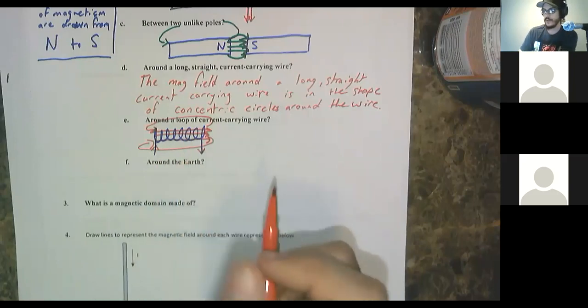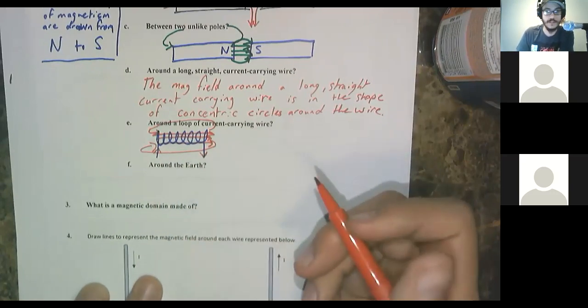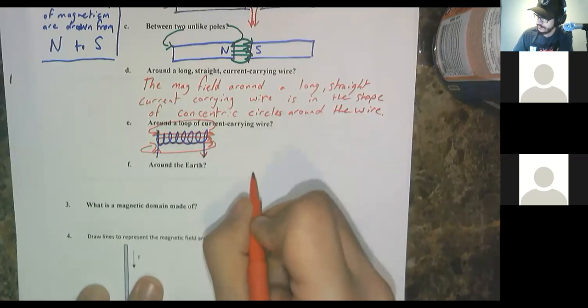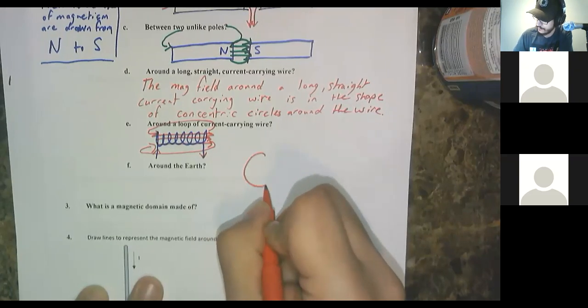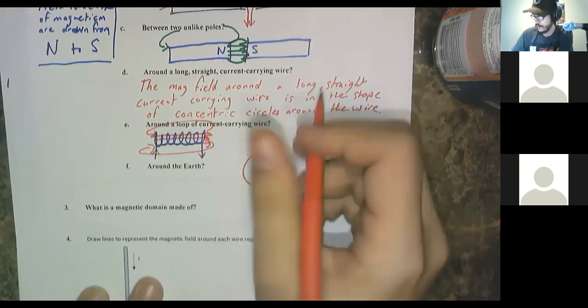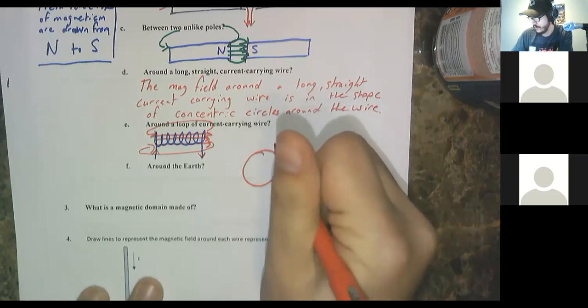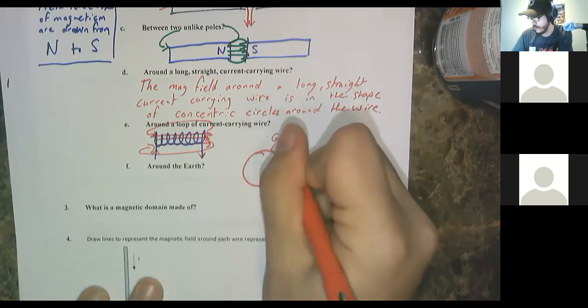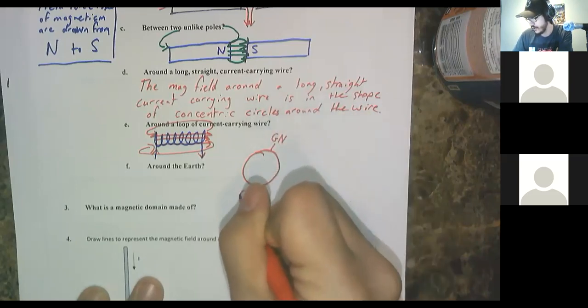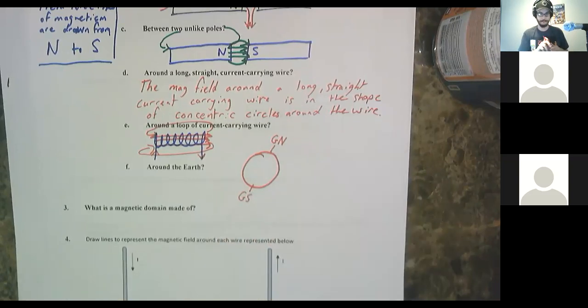And then finally, around the Earth, this is another one that looks suspiciously like a bar magnet. There's the Earth. Here's the geographic north. Here's the geographic south. Notice that I drew them tilted because we have seasons.